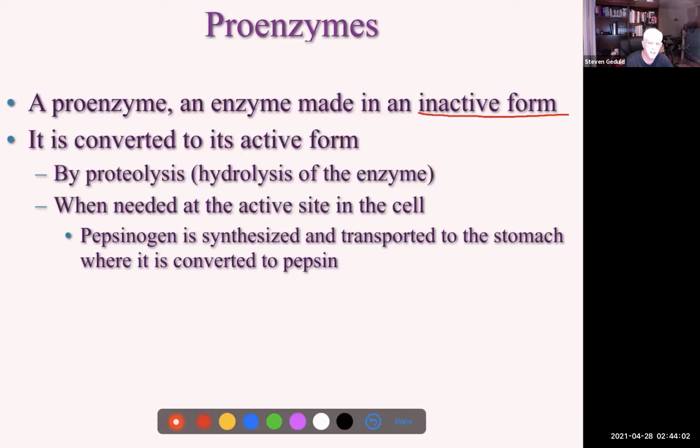Pepsinogen, we talked about. Remember pepsin in the stomach? Pepsinogen is synthesized and transported to the stomach. Once it's in the stomach, it's converted to pepsin. Now, think about it. Pepsin dissolves proteins. That's its main function. Do you want that floating through your body, getting to the site where it needs to work? No, you don't. You don't want to destroy everything in your body. Pepsinogen is produced, it's inactive. So now it transmits through the body and ends up in the stomach. Once it's in the stomach, it's converted to pepsin where it becomes active, because you don't want that active everywhere else.